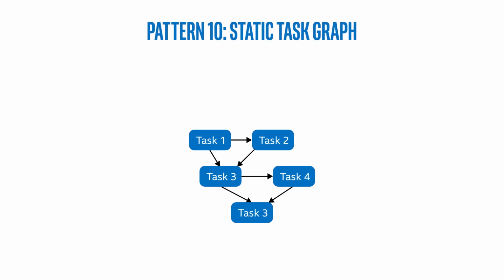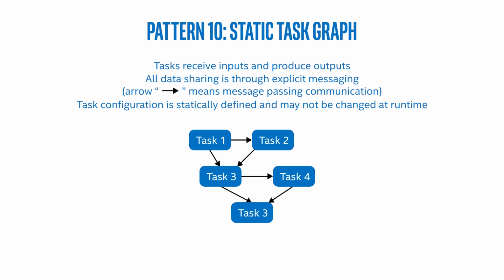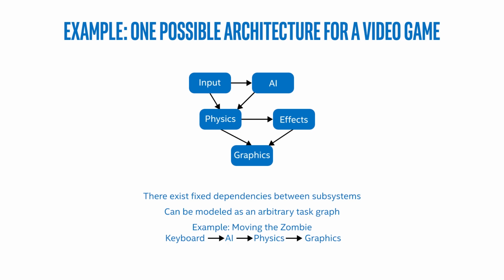Static task graph is the last of our structural patterns. Here, it's very simple. Tasks receive inputs and produce outputs, and all data sharing is through explicit message passing, which is explicitly shown in the arrows below. The task configuration, though, is statically defined and may not be changed at runtime. An example of this is one way of approaching a video game architecture. Here, for example, we have the input, the artificial intelligence, the physics, other physical effects, and graphics of the game, all expressed as independent, asynchronously interacting tasks.